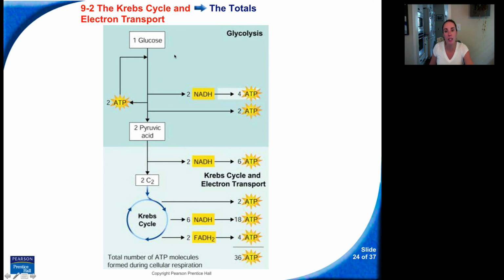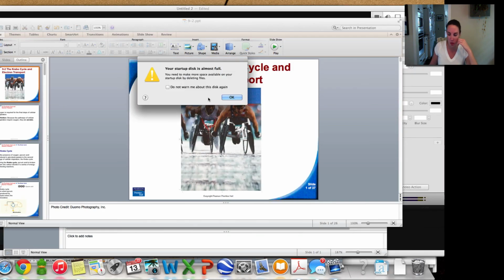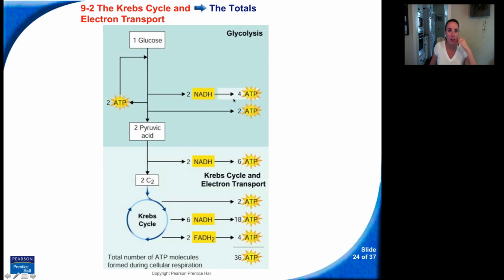So here's kind of the breakdown of the products of each stage. So glycolysis is a really good diagram to learn because this has the totals and it tells you what it produces, etc. So glucose is converted to pyruvic acid. You make 2 ATP. You also make 2 NADH. Oops, I went too far. So this is a good one to remember.